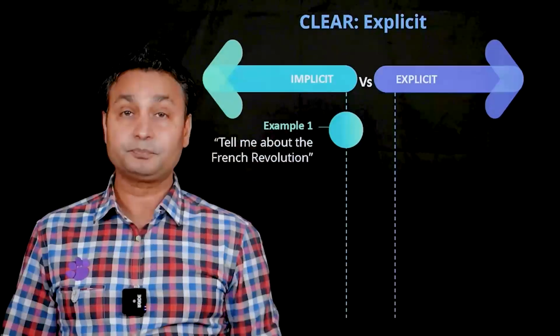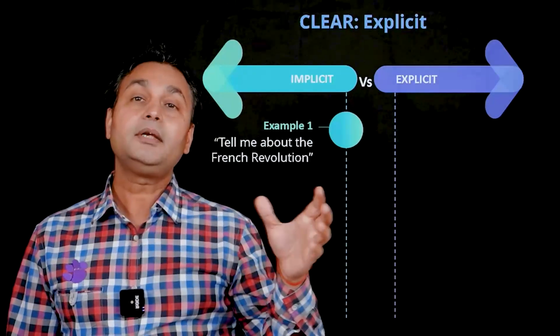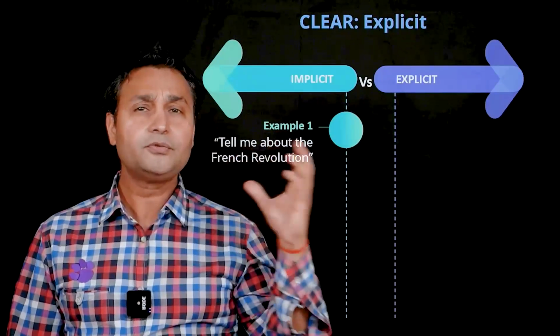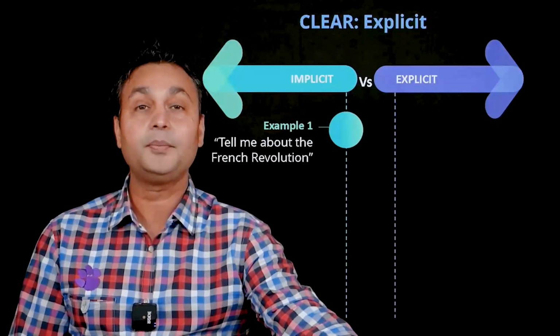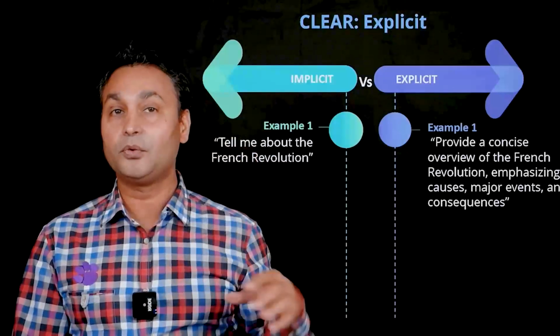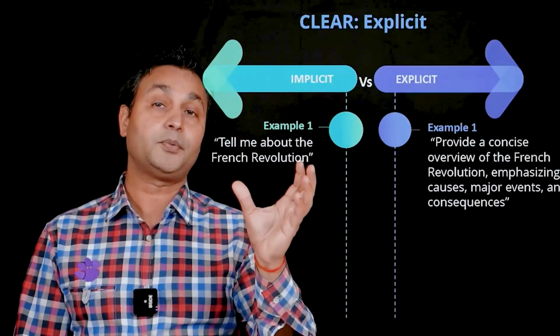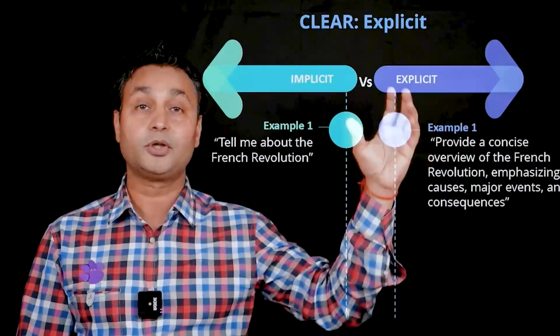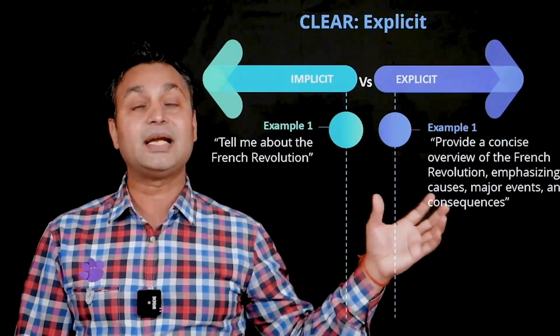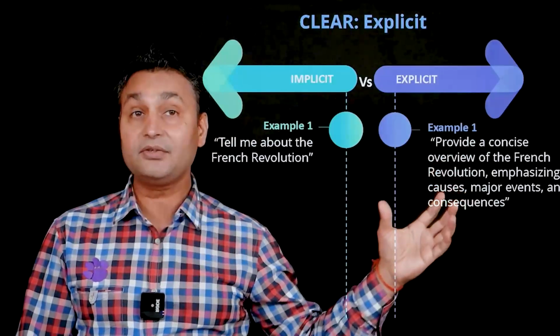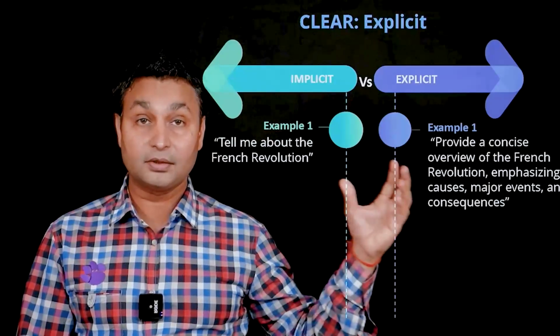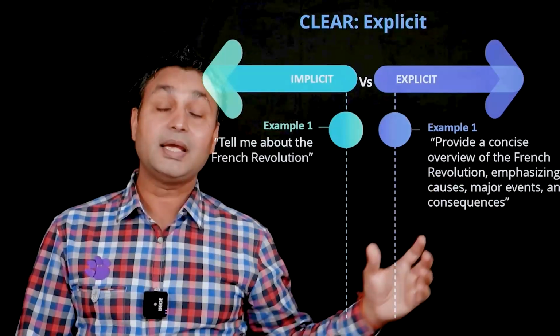So here is an example of being implicit: Tell me about the French Revolution. This is a very generic prompt, and what you can do is be more explicit and rephrase it, where we are asking ChatGPT to provide a concise overview of the French Revolution, emphasizing causes, major events, and consequences.